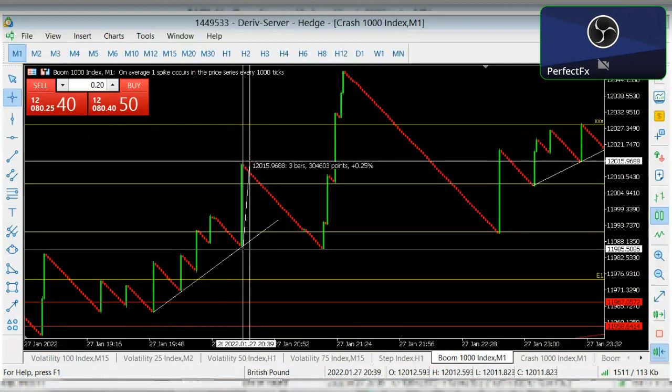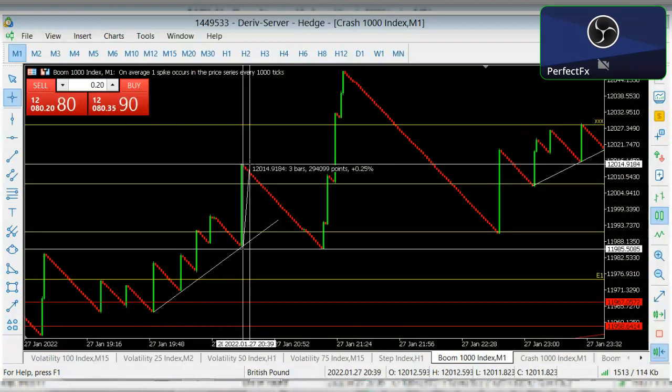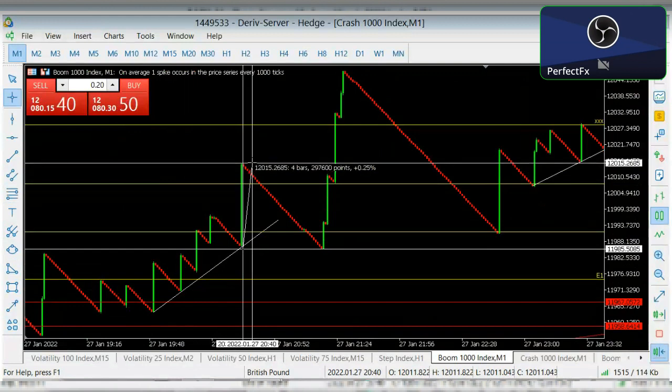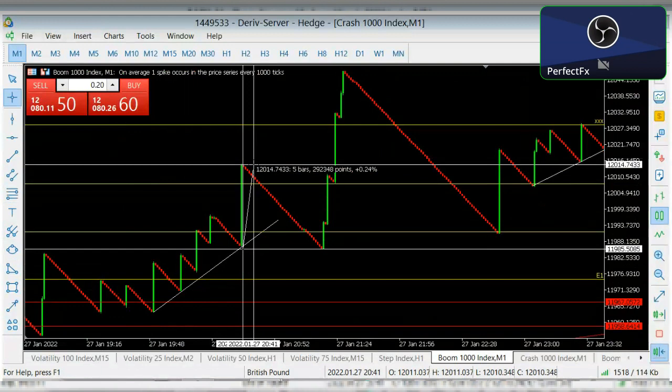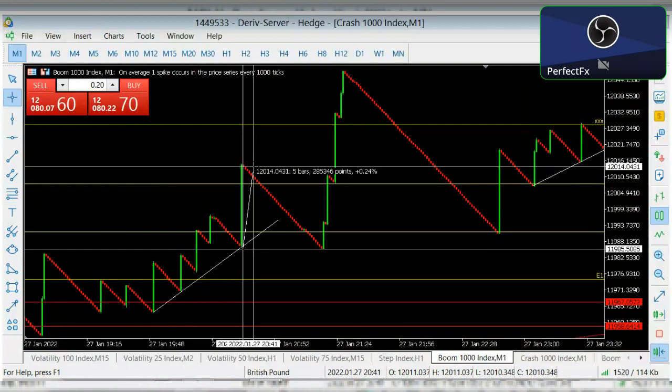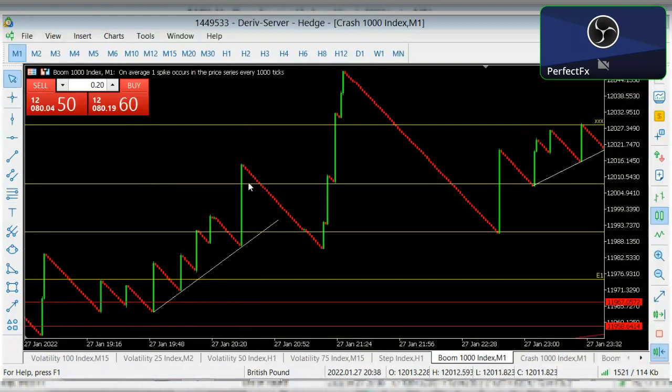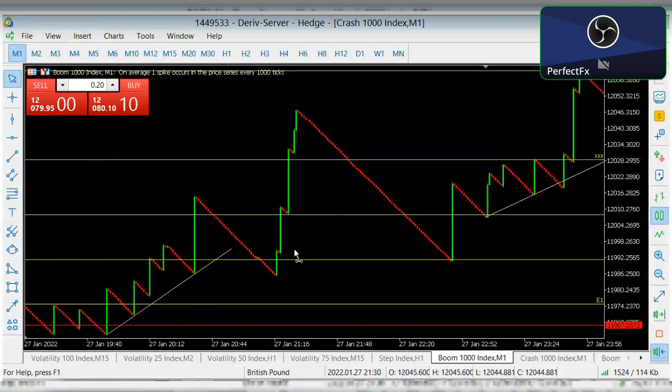Just catching this spike alone, I would have exited the market because this is about a 30 pips spike. Using a lot size of one, this move alone would have given me about $30. And that's actually significant in the market.